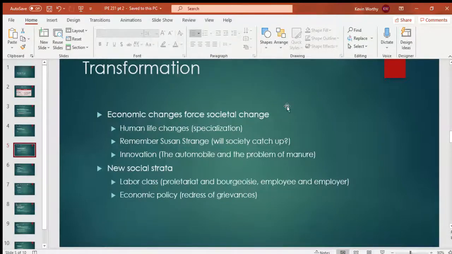And your societal behaviors. This comes from Susan Strange, right? And her concern is, will we really have a shift between economic and societal change, right?